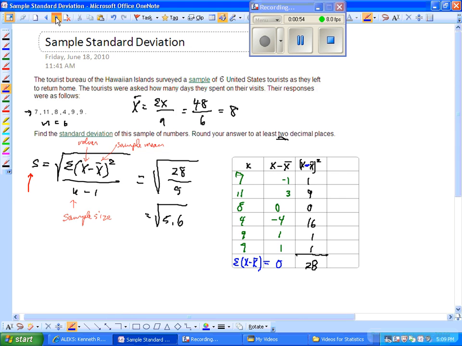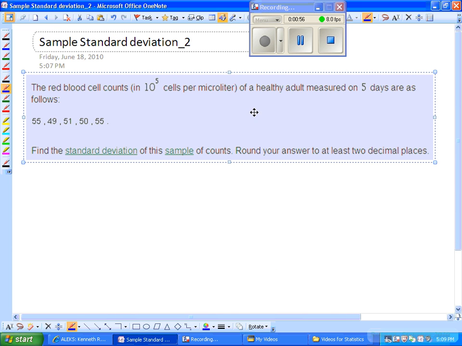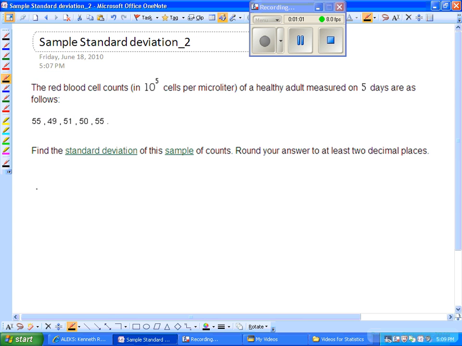The new formula, which I'm going to show you with this problem, involves some similar notations, but is a little more calculator friendly. Here we go. It says the standard deviation is equal to the square root of this quantity: n times the sum of the x squareds, minus, parentheses, the sum of the x's, squared.